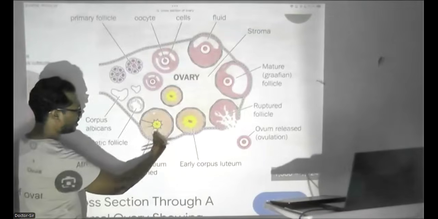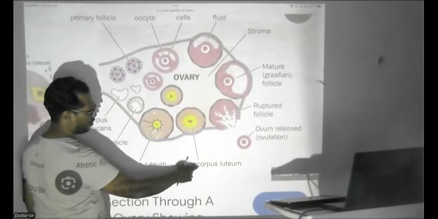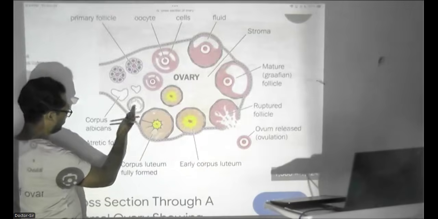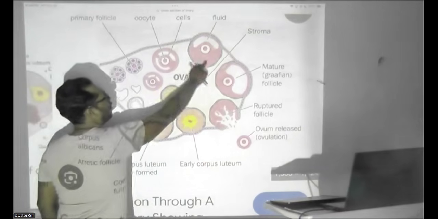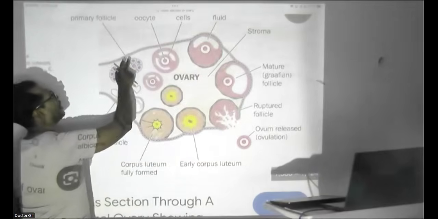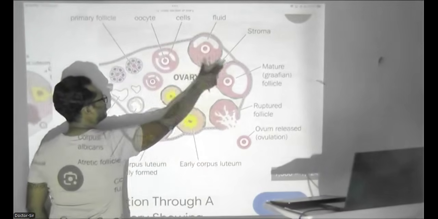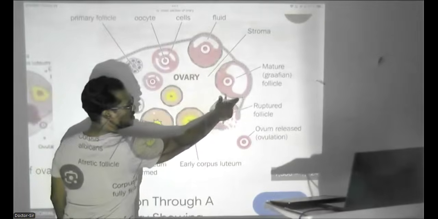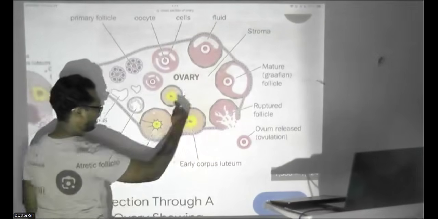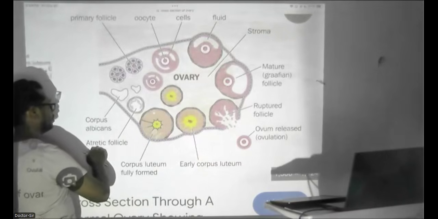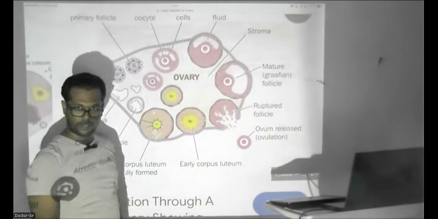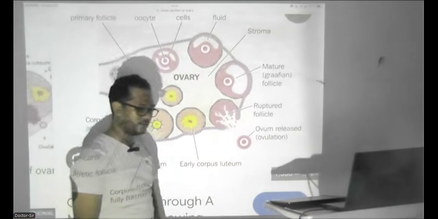Then it develops into the corpus luteum, and finally it becomes the corpus albicans. So this is the ovarian cycle. What happens? Primary follicle, secondary follicles, then the mature Graafian follicle, then ovum release, and again the corpus luteum, which develops into the corpus albicans. Okay, right, now you got the idea, isn't it?